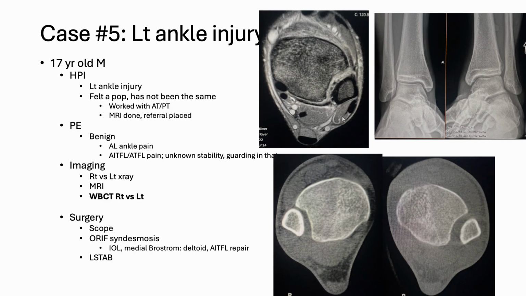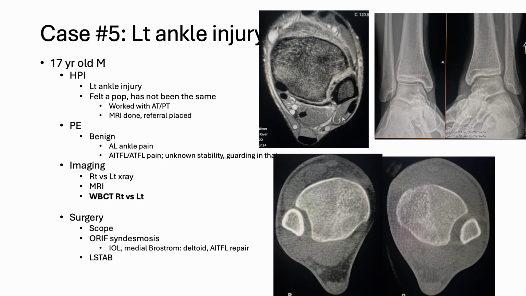So the surgery I performed was a scope. I did a syndesmosis ORIF, so I cleaned out the syndesmosis and stabilized everything as much as possible. I stabilized the interosseous ligament with tight ropes, but I also did a medial rostrum, a deltoid repair, to help close that ankle down, and then over top of that I did an AITFL repair. After the medial rostrum and tight ropes, I also wanted to give a third point of fixation.